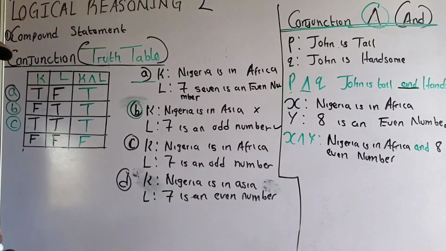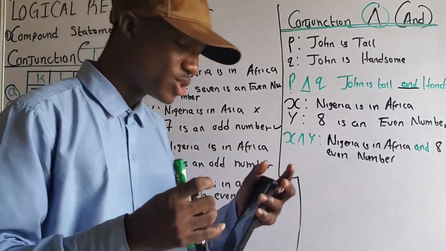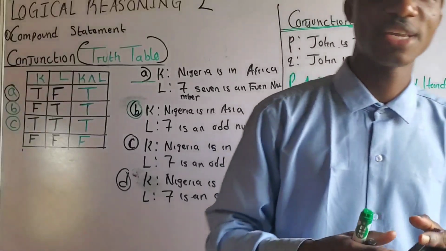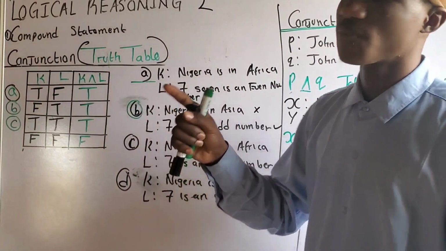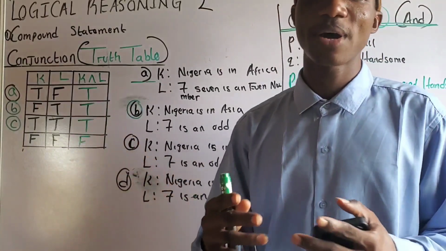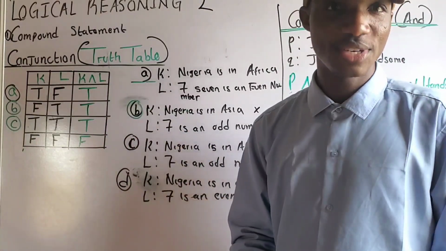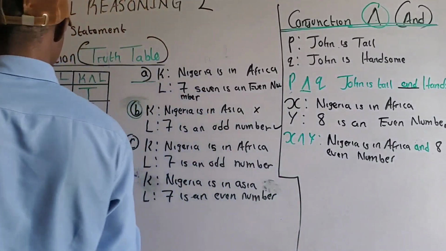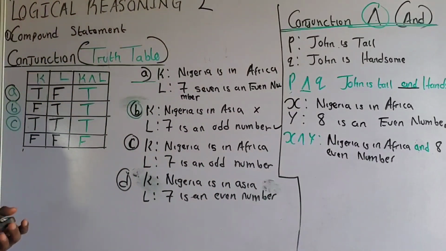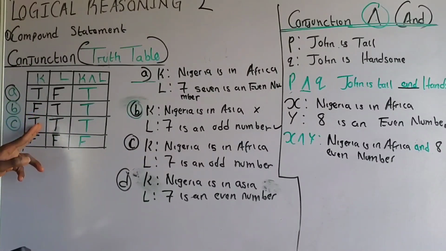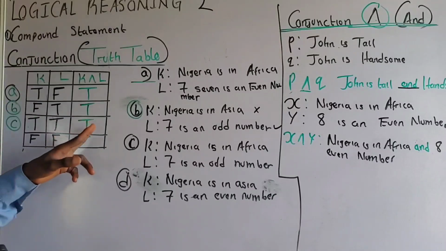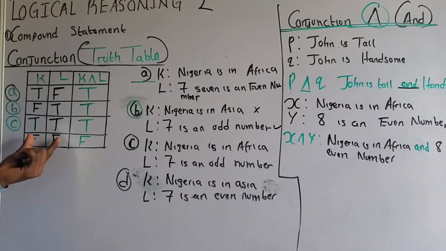Will be false. Now, the summary of what I'm saying is that when you have a compound statement connected together by a conjunction, if the first part of the compound statement is true and the second part is false, the conclusion will be true. Now, if the first part appears to be false and the second part appears to be true, the conclusion will be true. Now, if both statements are true, the conclusion will be true. Now, if both statements are false, the conclusion will be what? Will be false. Are you getting it?